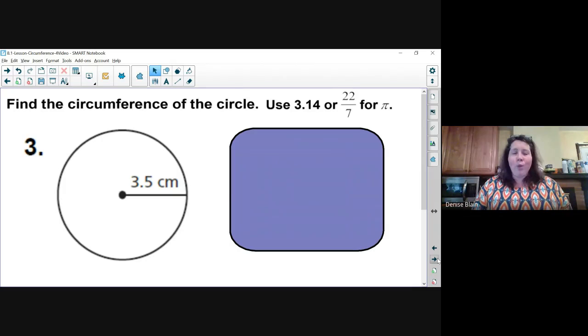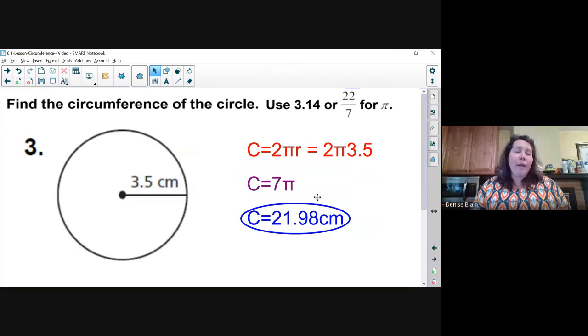Welcome back. So since we're given the radius for our circle, the equation we should be using is circumference equals 2 times pi times radius. When you plug in 3.5 for radius, you can simplify your equation to circumference equals 7 times pi. And when you plug in 3.14 for pi, your final answer is 21.98 centimeters.